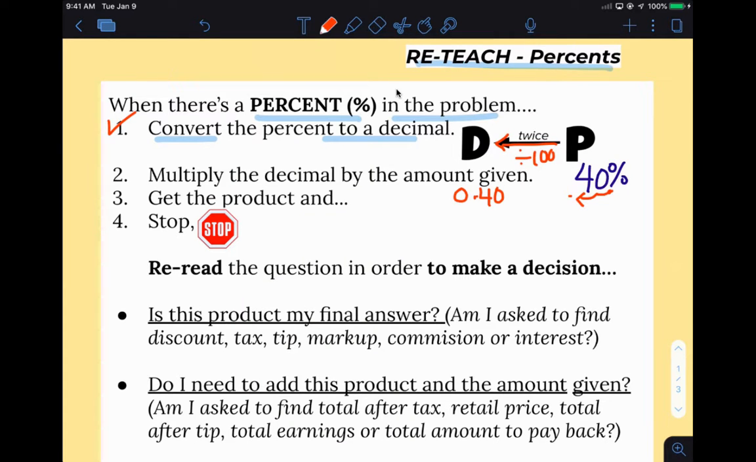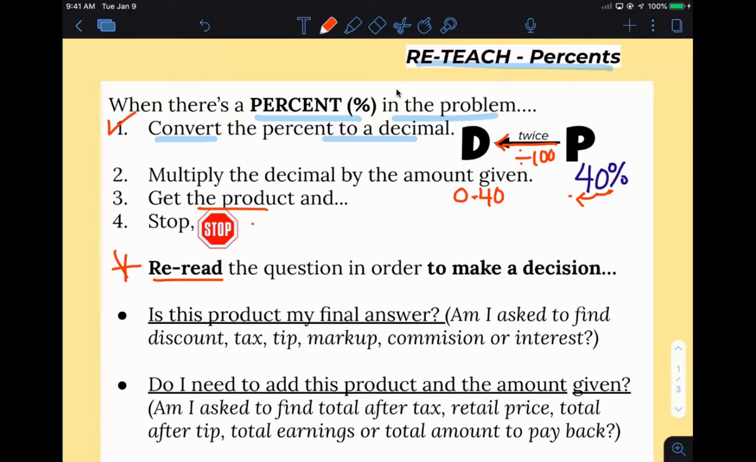Then it says multiply the decimal by the amount given. So usually they're going to give you an amount of money. It could be $29.99, $19.99, whatever the case is. You multiply that decimal by the amount that is given to you, and right after that you get the product, the answer of multiplying the decimal and the amount given, and then you stop. And at this point, we must reread the question in order to make a decision.